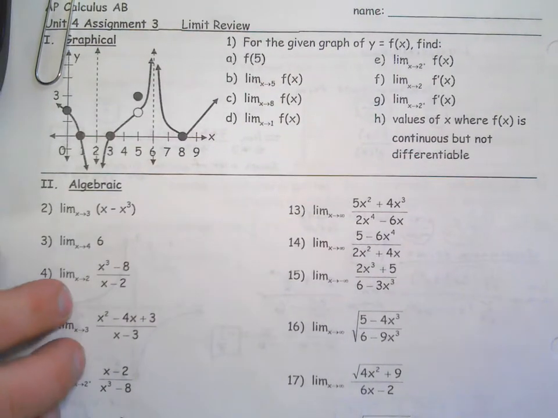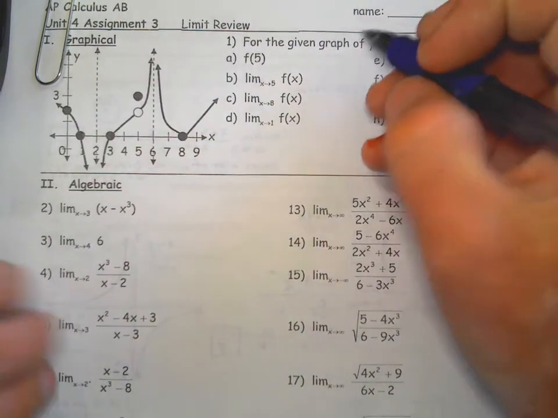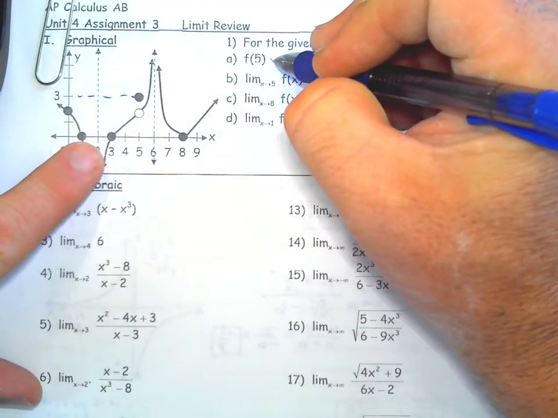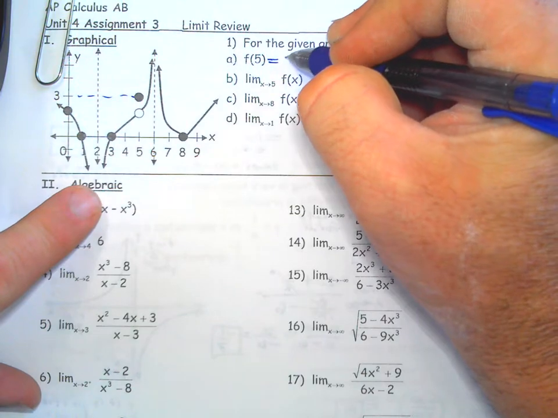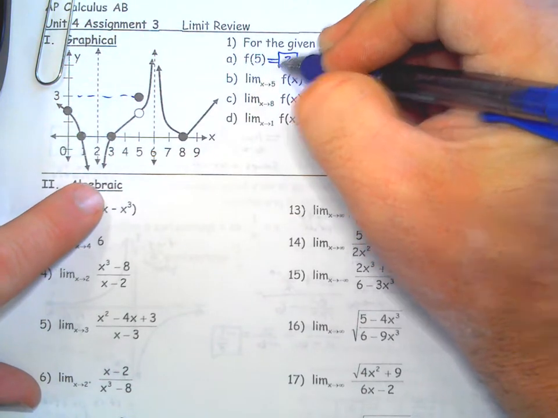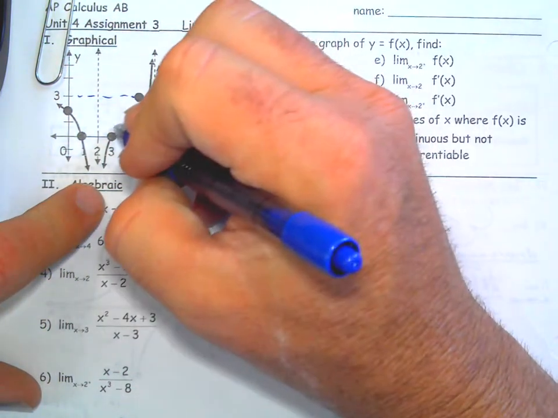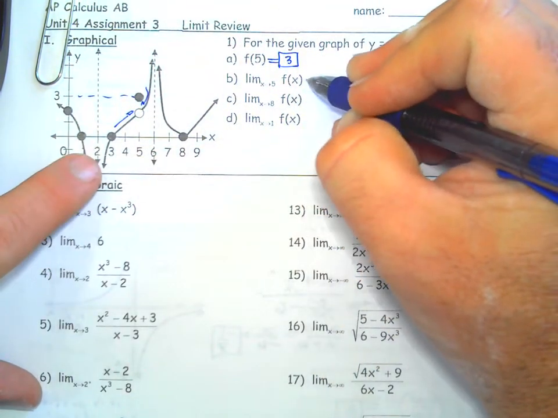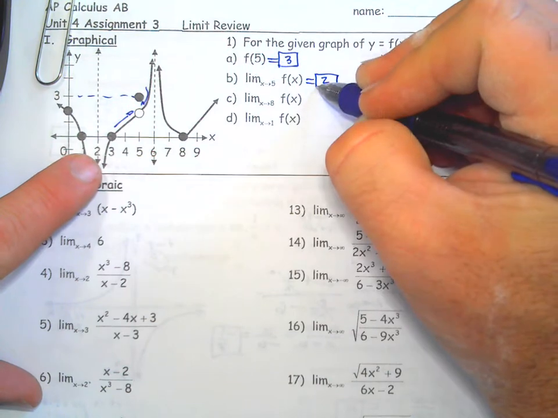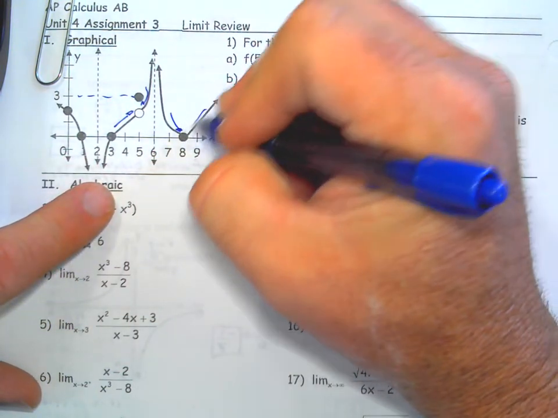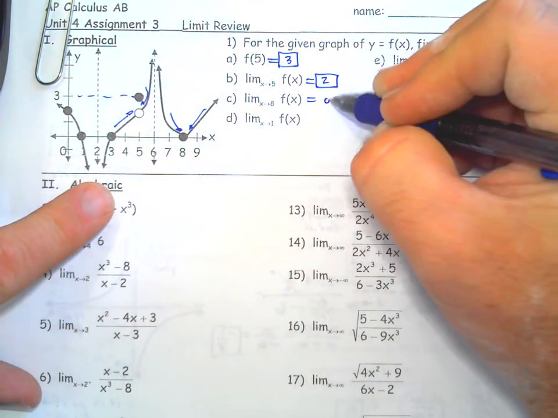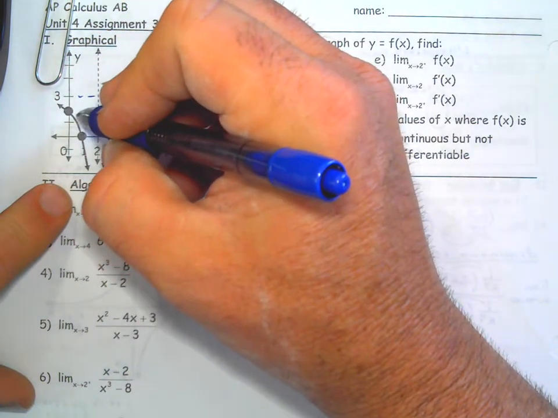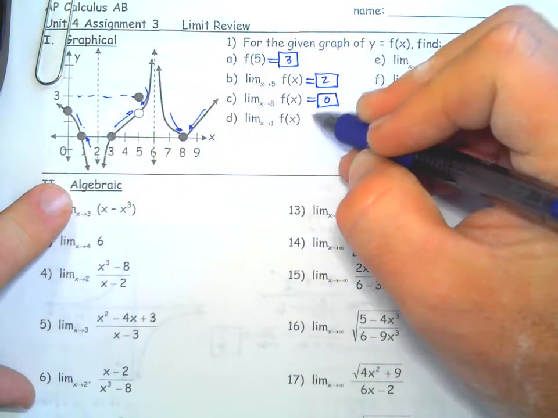Okay, these graphical ones, you're saying, well, what's the value of the function at 5? Just assuming these all kind of line up with nice values. That's 3. What's the limit as we approach 5? Well, that's two-sided. Both sides agree that it looks like it's going to 2. What's the limit as we approach 8? Both sides agree that it's going to 0. What's the limit as we approach 1? Well, both sides agree. Looks like 0.